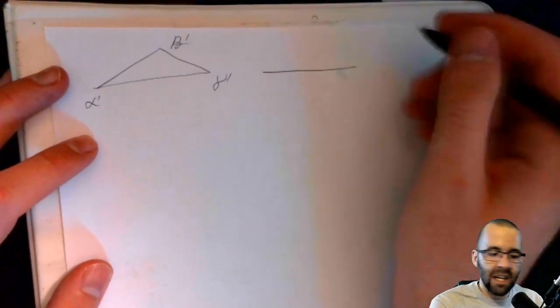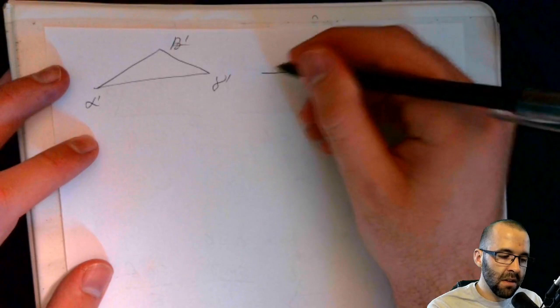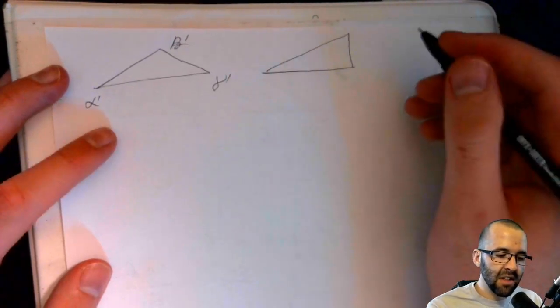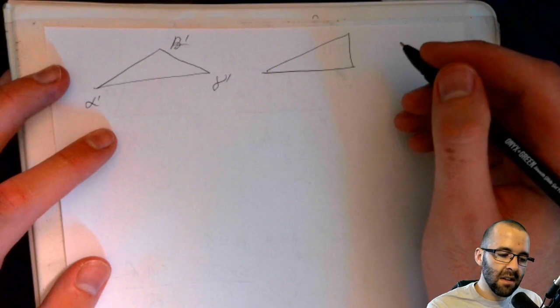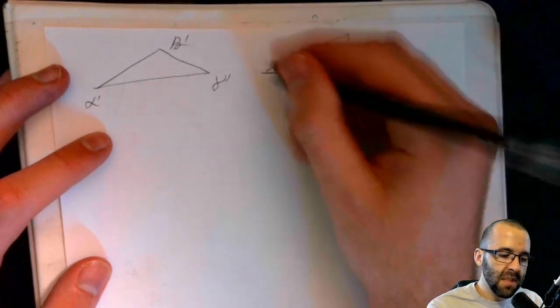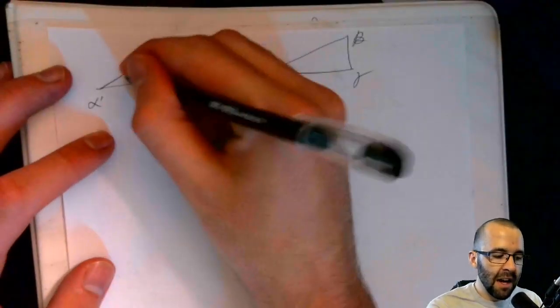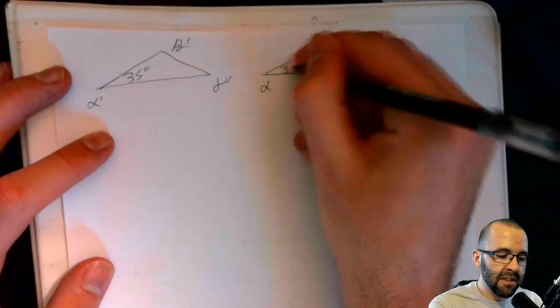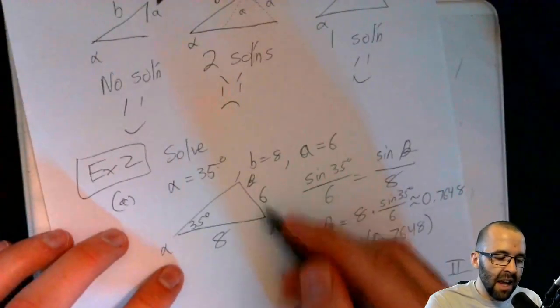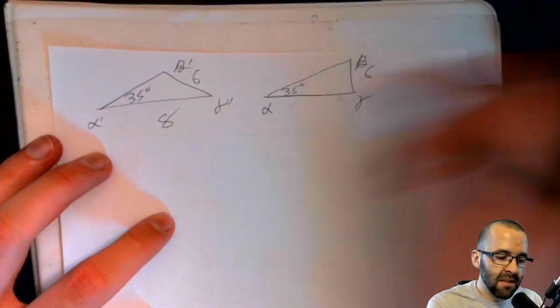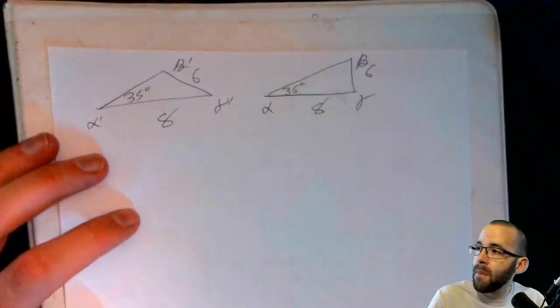And then we also have an acute triangle, which maybe looks like this. This is our original triangle, alpha, beta, gamma. So alpha and alpha prime are both 35 degrees in both triangles. That was given to us, right? What else was given to us is A was 6 and B was 8 in both triangles. This is 6 and this is 8 in both triangles.